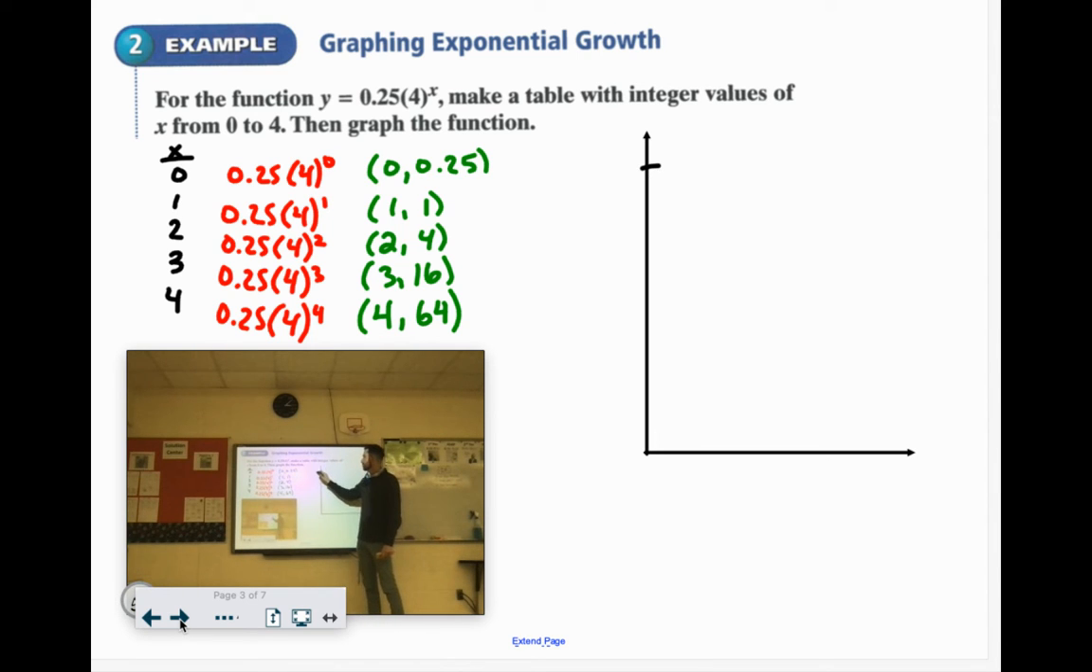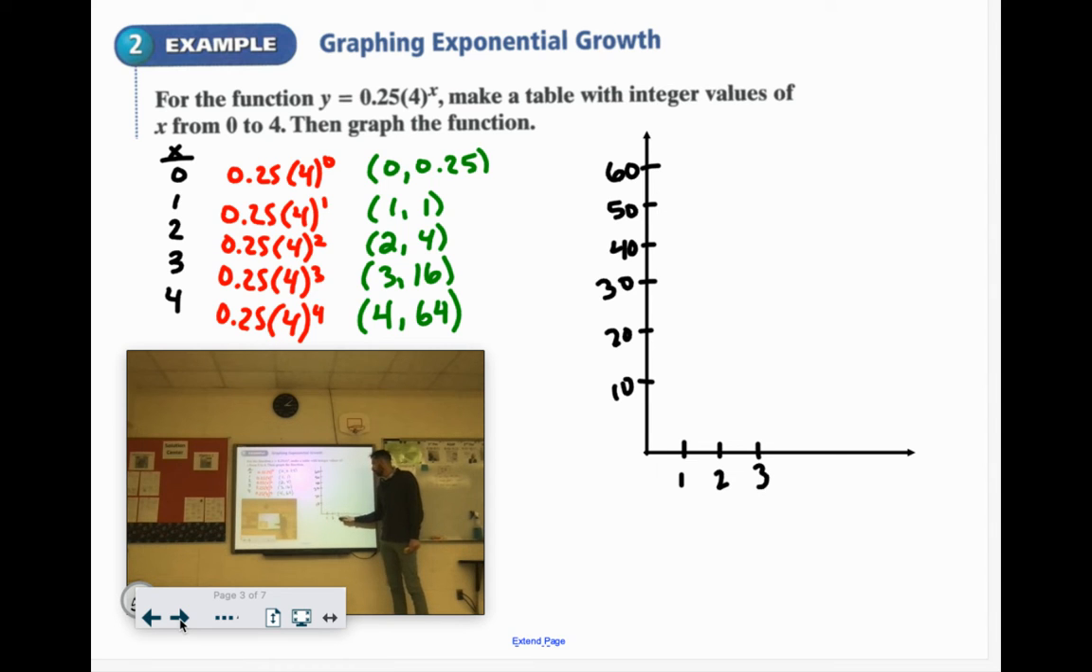So we could toss 60 right there and just go a little bit above it. We would have 30. We can go by tens. Let's try to make this even-ish. 10, 20, 30. We're just trying our best to keep it in scale. We're just going for a general graph here. We're going 0 to 4. 1, 2, 3, 4. There's the graph.